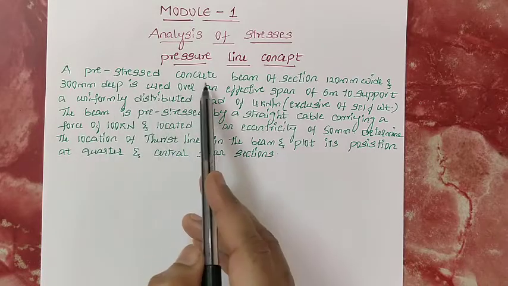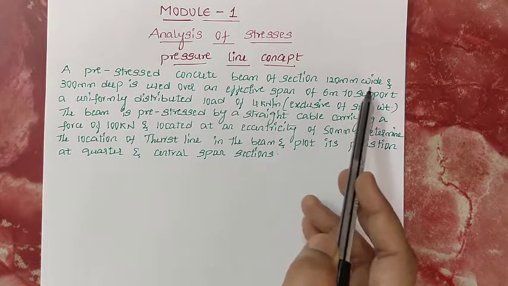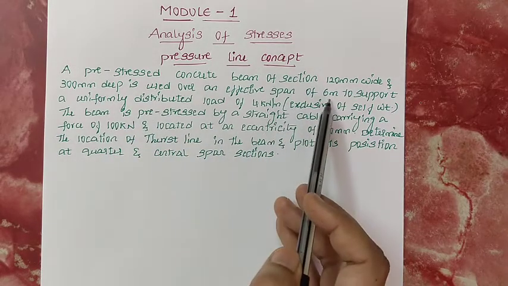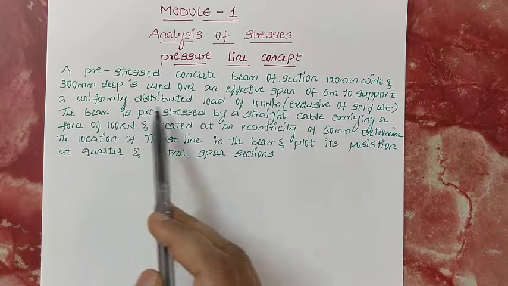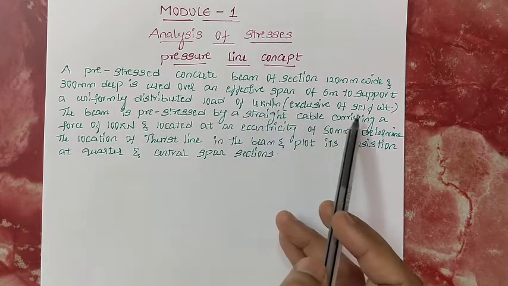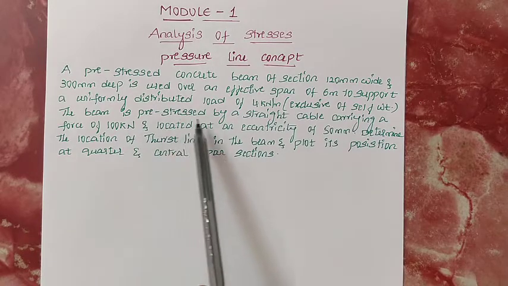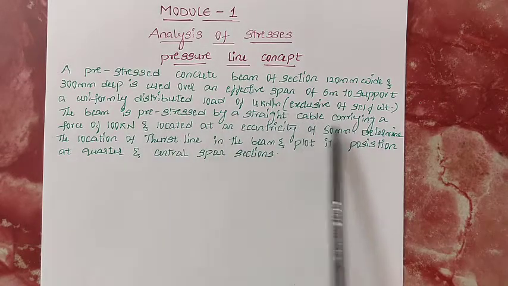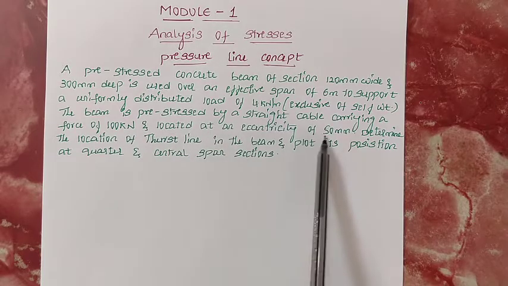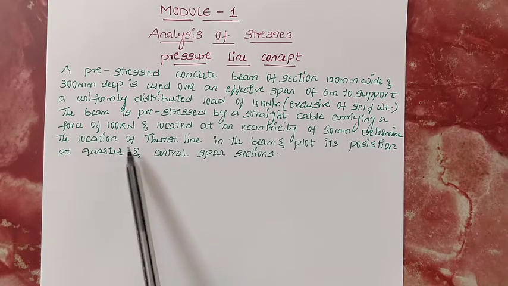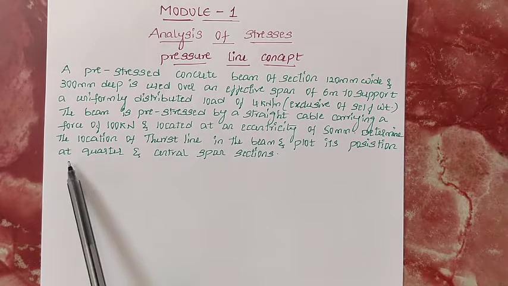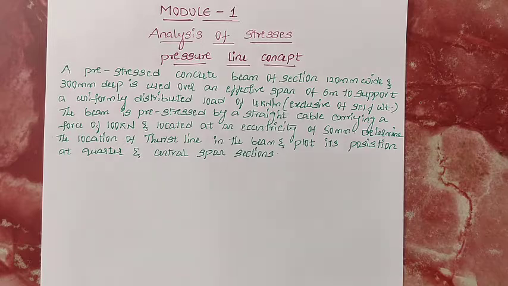A pre-stressed concrete beam of section 120 mm wide and 300 mm deep is used over an effective span of 6 meter to support a uniformly distributed load of 4 kN per meter, exclusive of self-weight. The beam is pre-stressed by a straight cable carrying a force of 100 kN and located at an eccentricity of 50 mm. Determine the location of thrust line in the beam and plot its position at quarter and central span section.